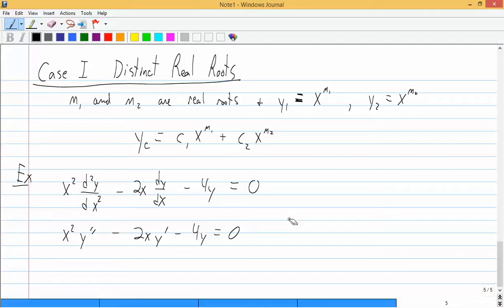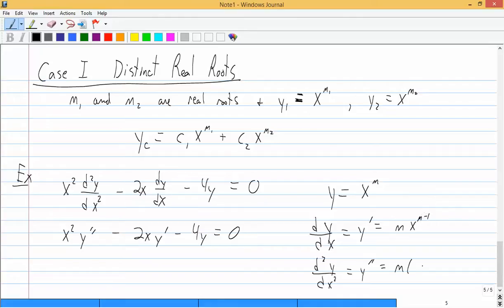Then if we were to let y equal x to the m, what would dy dx be, or y prime? It would be m times x to the m minus 1. So what would be the second derivative? So I would take that derivative again, the derivative of the first derivative, and I would get m times m minus 1 times x to the m minus 2.